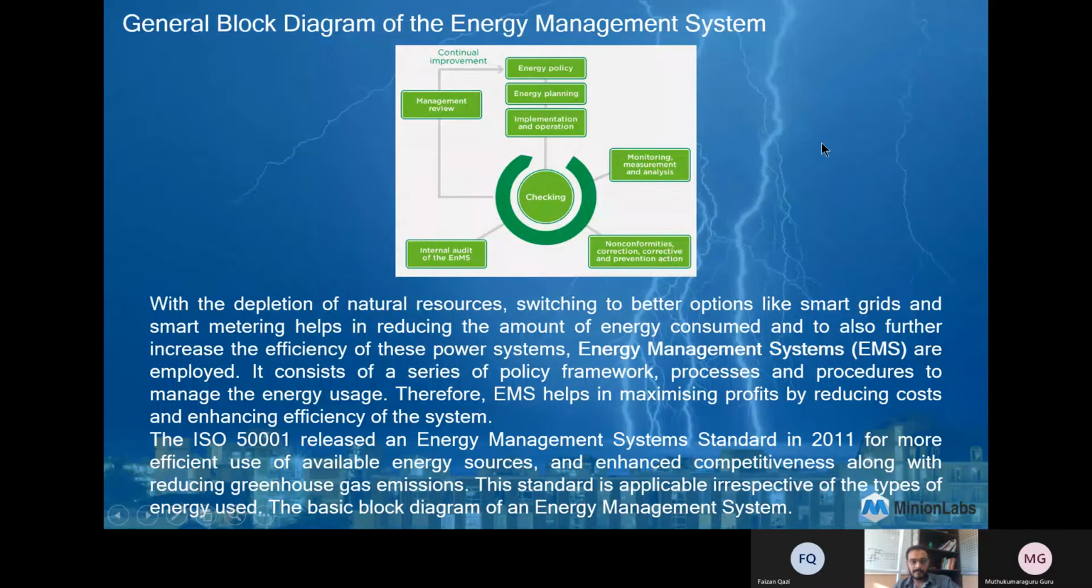This is the general block diagram of EMS, energy management system. With the depletion of natural resources, switching to better options like smart grids and smart metering helps in reducing the amount of energy consumed and also further increases the efficiency of these power systems. Energy management systems are employed. It consists of a series of policies, frameworks, processes, and procedures to manage the energy use. Therefore, EMS helps in maximizing profits by reducing the cost and enhancing the efficiency of the system.